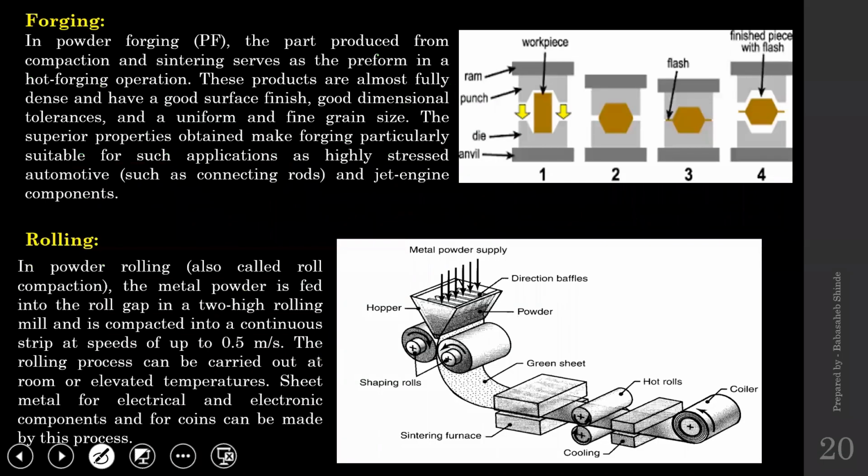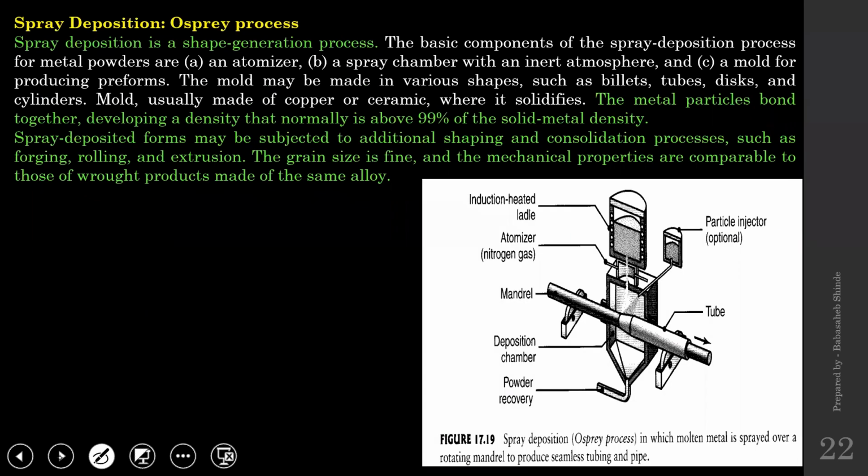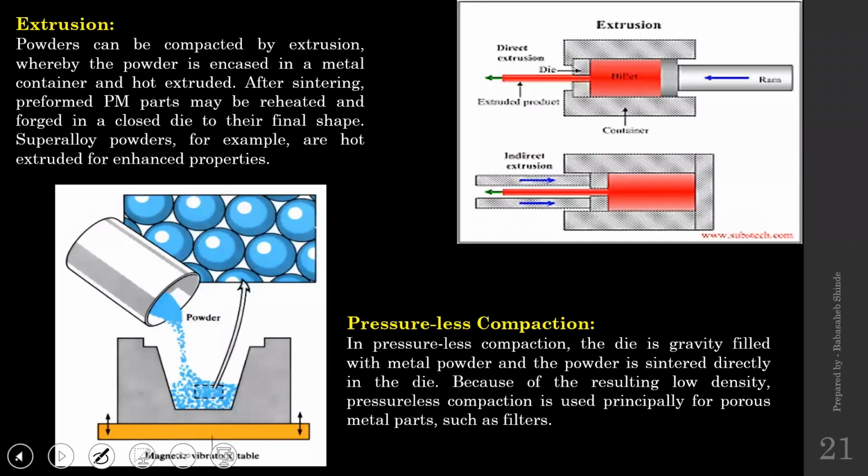What is the next technique? Forging and rolling. Okay, let's stop over here. We'll discuss forging, rolling, extrusion, and pressureless compaction. These four, and spray deposition is also there. These 5 techniques are remaining that we'll discuss in tomorrow's session.